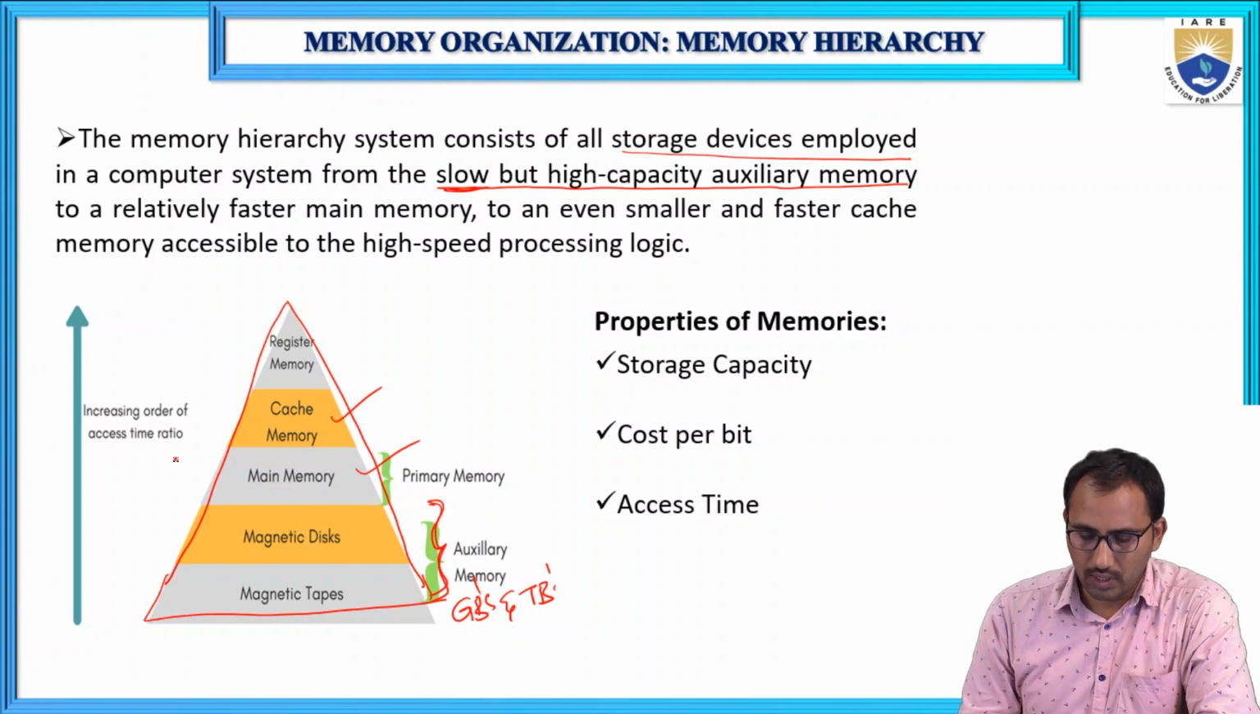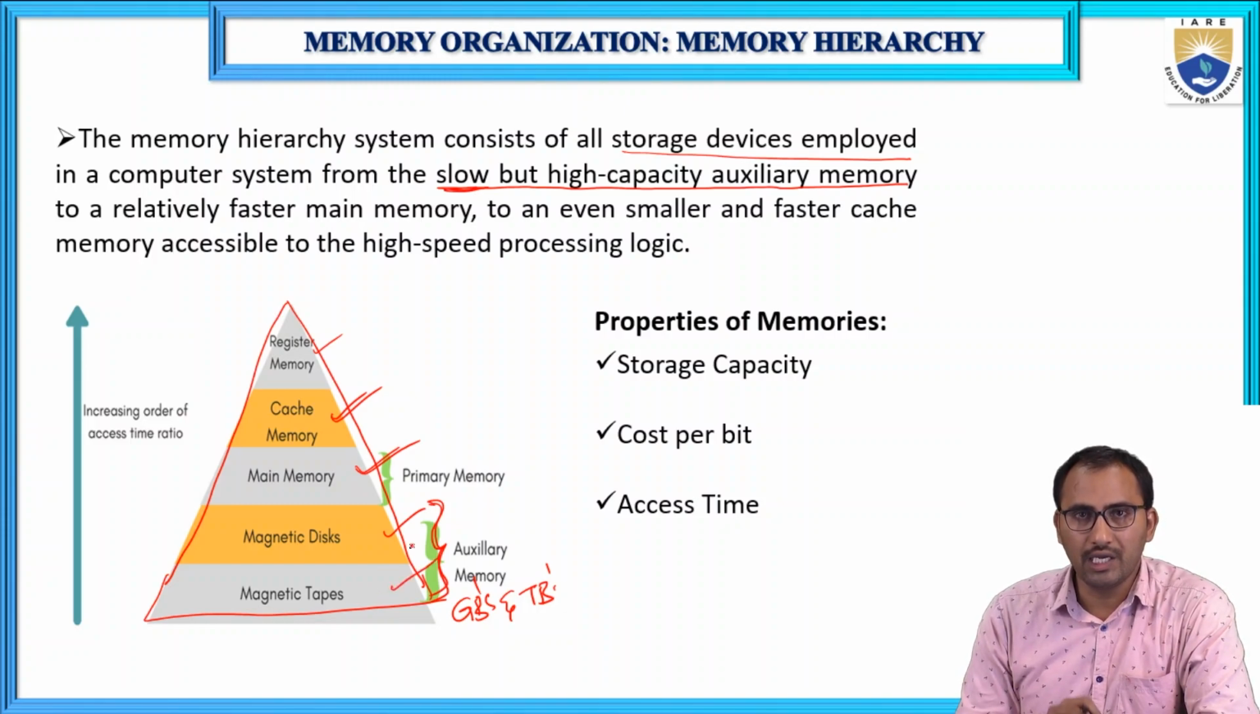So here the memory devices of the digital computer system are divided into 5 major hierarchies. What are those? Register memory, cache memory, main memory, magnetic disks, magnetic tapes. These are the 5 major memory hierarchy. From the bottom to the top: magnetic tapes, magnetic disks, main memory, cache memory, and register memory. These are the different memory hierarchy levels. The processor can easily shift from one level to another based on its requirement.